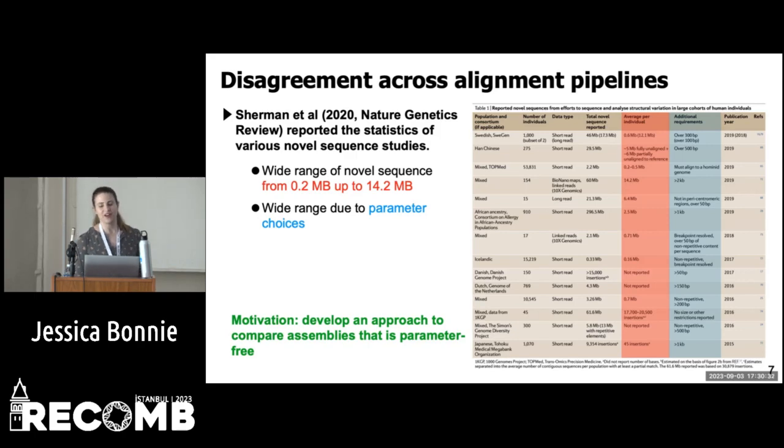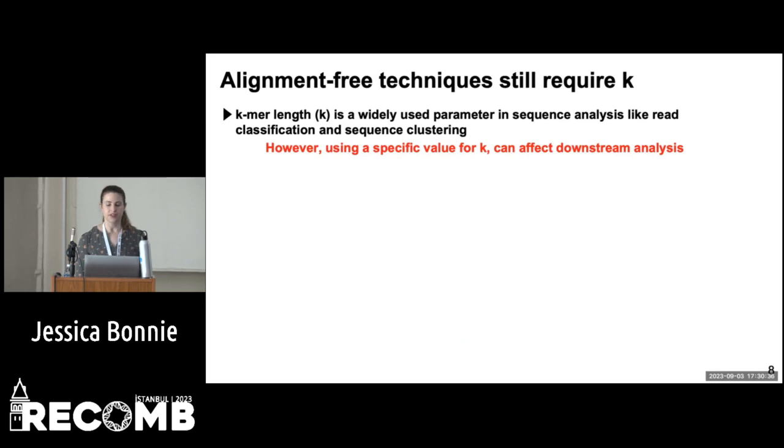In the interest of having a standard metric for reporting new sequence, it's clear that we should try to reduce the number of parameters that affect the measurement. If alignment-based methods involve too many parameters, the obvious next step would be for us to examine the processes used in alignment-free techniques. One important parameter that is ubiquitous in alignment-free analyses is K, the length of the substring that is used as a unit in dividing the sequence into k-mers.